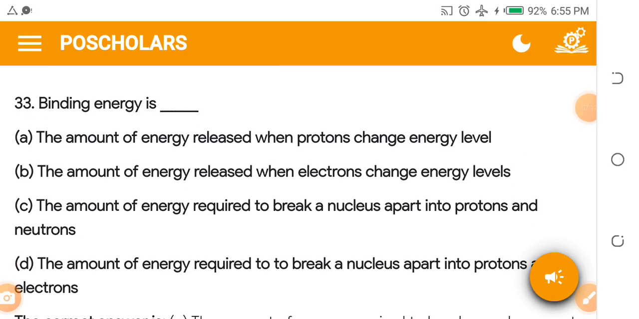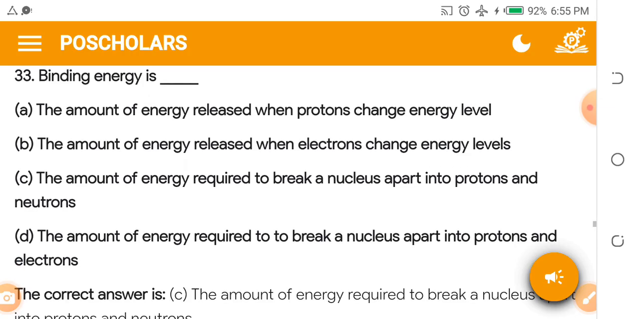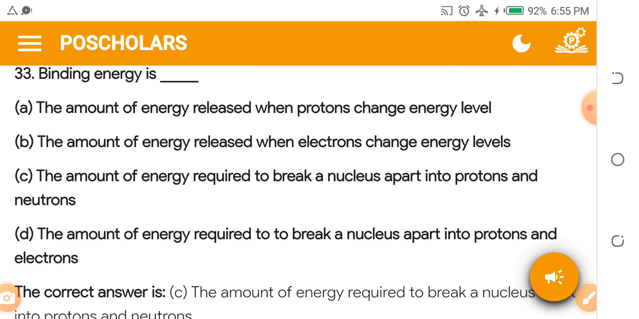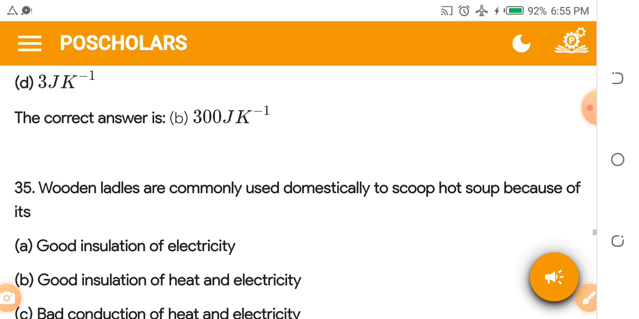Okay, number 33. Binding energy is dash. A, the amount of energy released when protons change energy levels. B, the amount of energy released when electrons change energy levels. C, the amount of energy required to break a nucleus apart into protons and neutrons. D, the amount of energy required to break a nucleus apart into protons and electrons. The answer actually is C. Binding energy is the amount of energy required to break a nucleus apart into protons and neutrons.